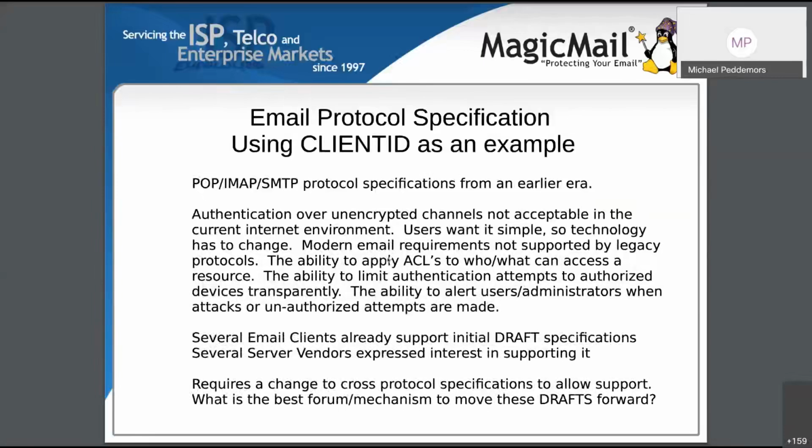Several email clients already support client ID. They were real quick to understand how being able to lock a mailbox, or add this extra level of security, needs to be simple and transparent, and of course it goes to show how easy the implementation of our proposed draft is. Several other server vendors are interested in supporting it as well, but it does require a change to the actual protocol. So what's the best forum or mechanism to move these drafts forward? And that's why I'm in front of the dispatch. Next slide.